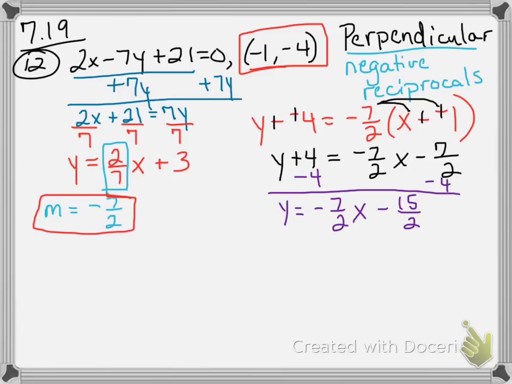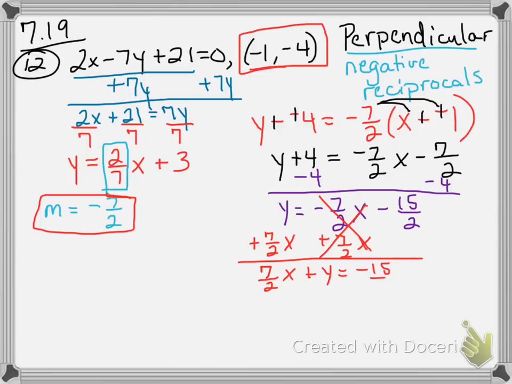So now what I'm going to do is take the x term and move that to the other side. And when I move that to the other side, that's going to cancel that out. I'm going to have 7/2 x plus y equals -15/2.